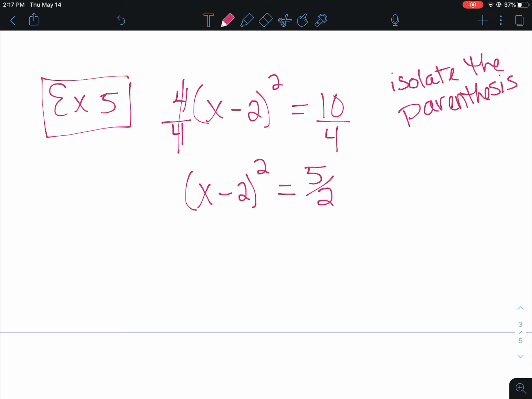Then, because the next thing we're trying to do is get rid of the parentheses, we want to get rid of the power of 2. So I'm going to take the square root of both sides, and the square root and the square cancel each other out. So we get x minus 2, oops, that's an x, pretend, is equal to plus or minus the square root of 5 over 2. Again, you can put this right in your calculator if you want it to be a decimal, but let's keep it exact for a minute.